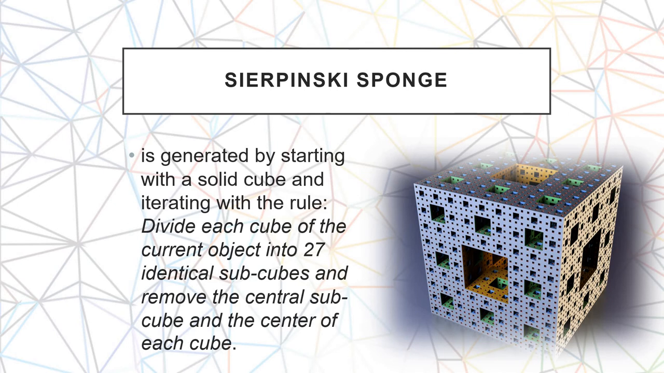Well, the Sierpinski sponge is using cubes. Sierpinski triangle is using triangles. For the sponge, it's using cubes. So iterating with the rules. This one is 3D. You have the bigger cube, and then the current object. Divide each cube of the current object into 27 identical subcubes and remove the central subcube and the center of each cube. So it's very difficult to create or show it here, but more or less this is how the output would look.